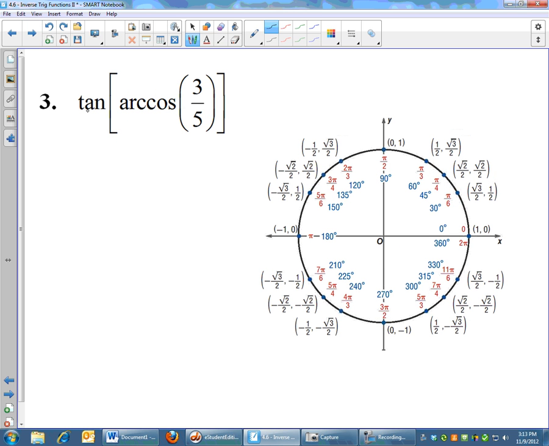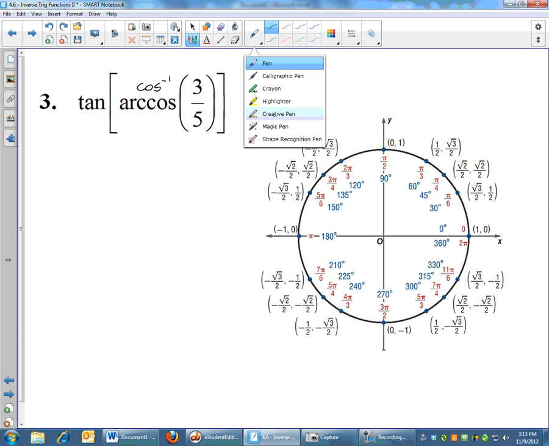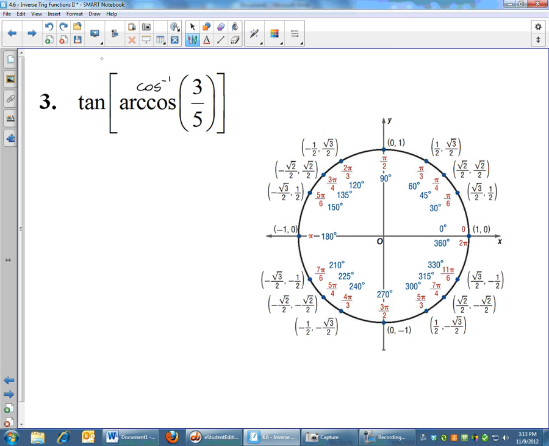Let's try this one. The tangent of the arc cosine of 3/5. Now remember, arc cosine and inverse cosine are the exact same thing. They are interchangeable. And if we follow the same procedure that I just went through for those last couple of problems, let me see. I kind of like this box one. So let's make it jump out at you. Y'all ready? Got your 3D glasses on?